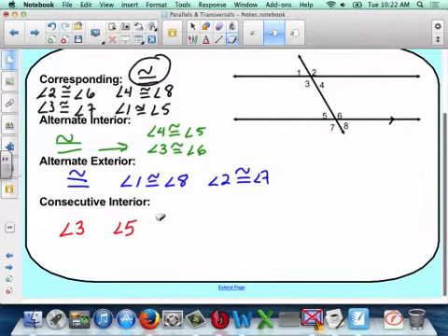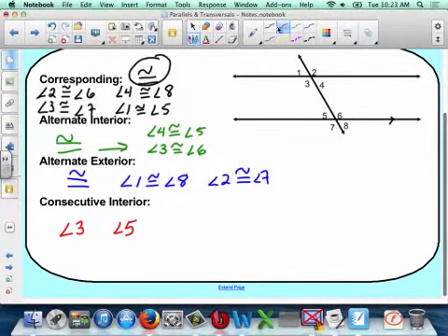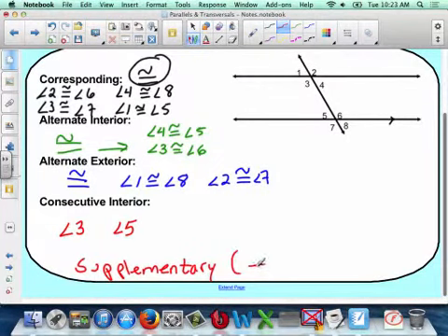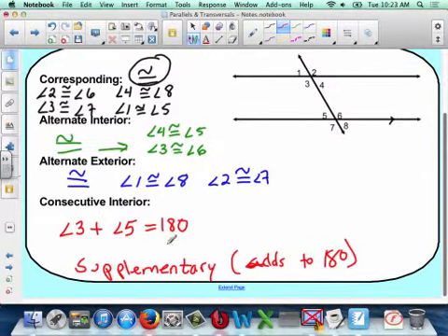Here is something that is unique about same side interior. You need to know this. Same side interior is supplementary. What does that mean? Okay, so let's write that down. Adds to 180. So angle 3 plus angle 5 would equal 180. What would be another pair of same side interior? Wait, I thought you said that, 3 and 5. 3 and 5 are same side interior. Or consecutive interior, this is the same phrase.